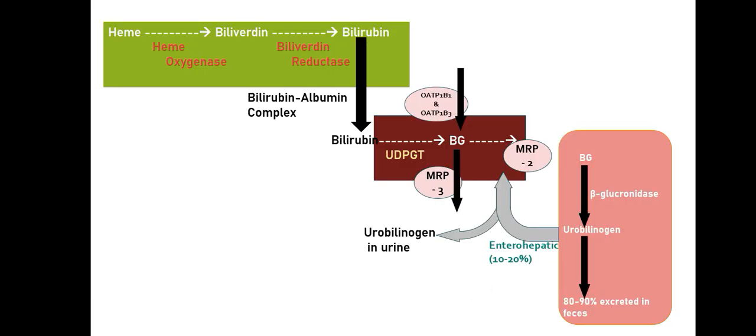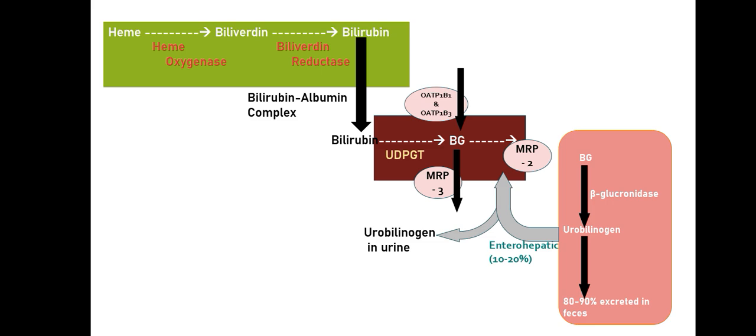80% of the bilirubin is produced from the senescent RBCs and the remainder from other heme containing enzymes like cytochrome. In the reticuloendothelial cells, heme is oxidized to biliverdin with the help of heme oxygenase, and then biliverdin is reduced to bilirubin with the help of biliverdin reductase. Bilirubin, being water insoluble, binds to albumin to form bilirubin-albumin complex and it is transported to the liver.